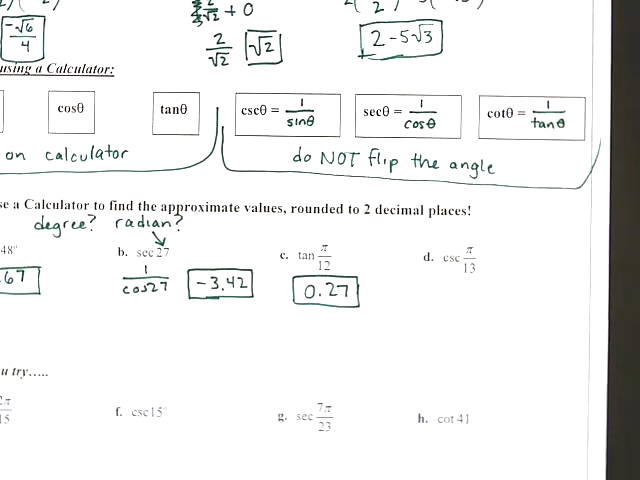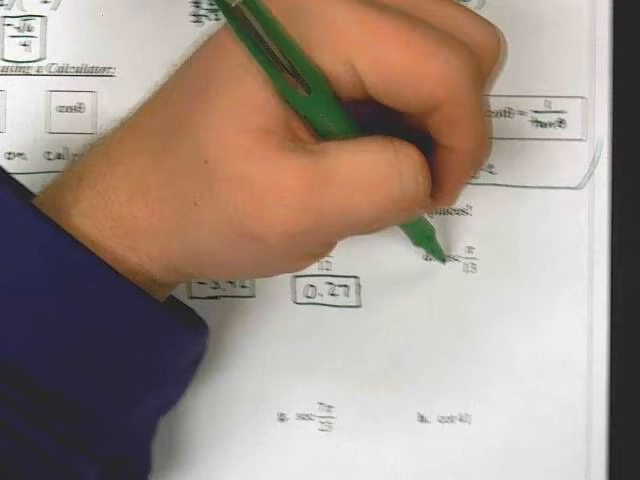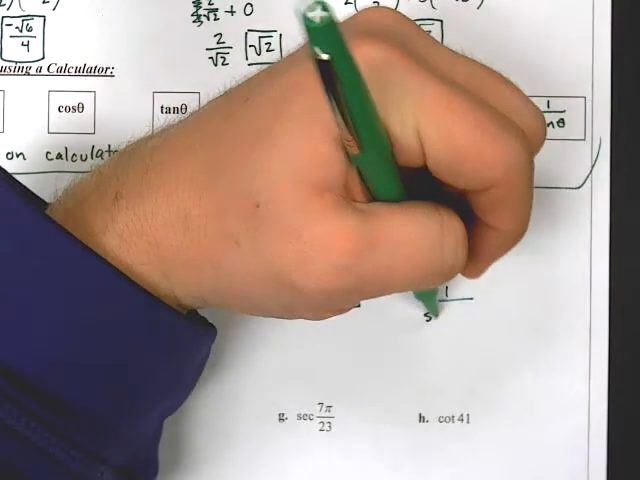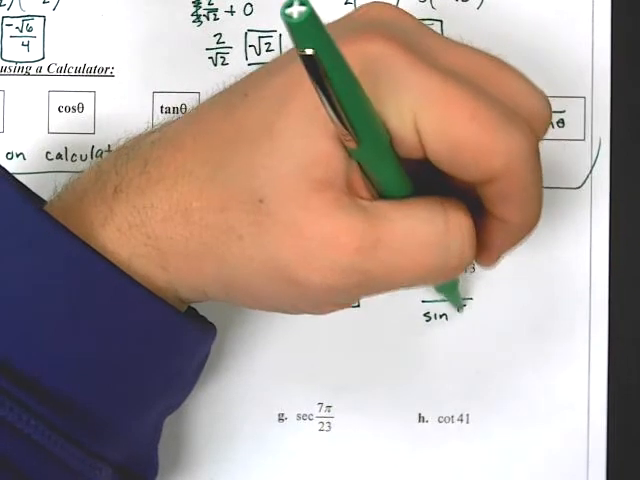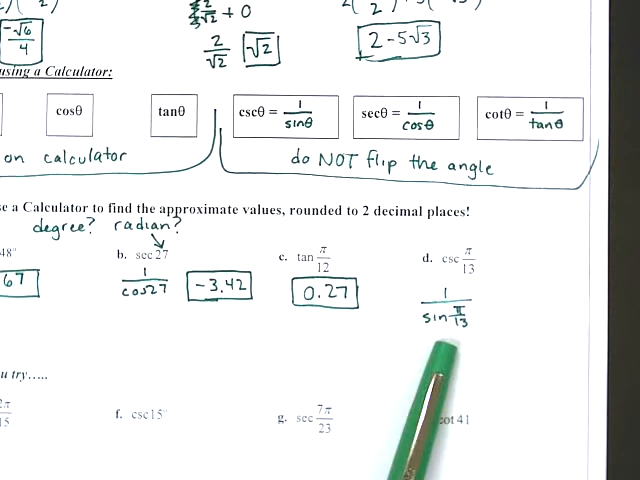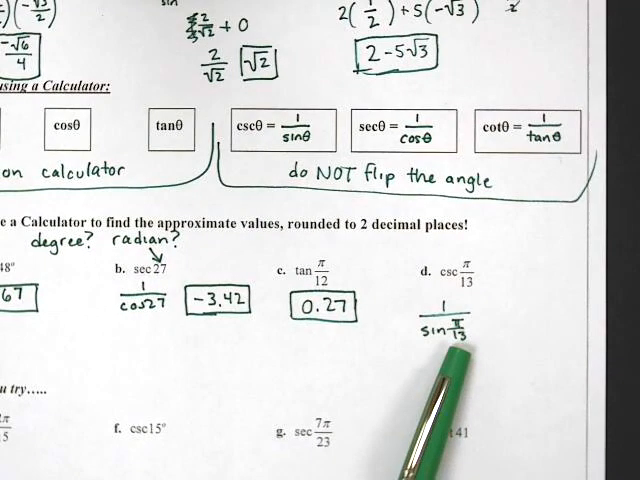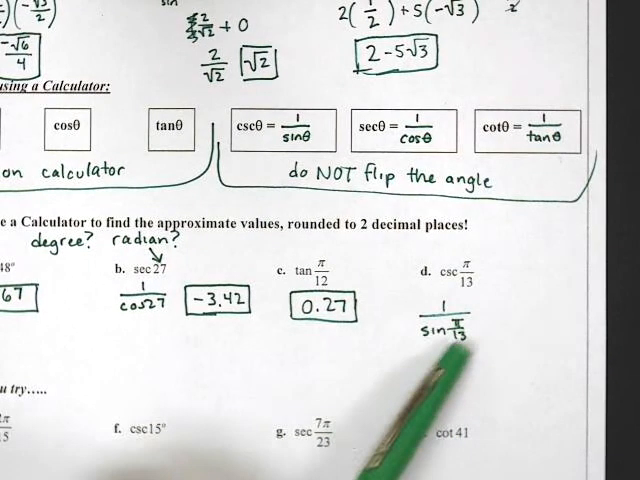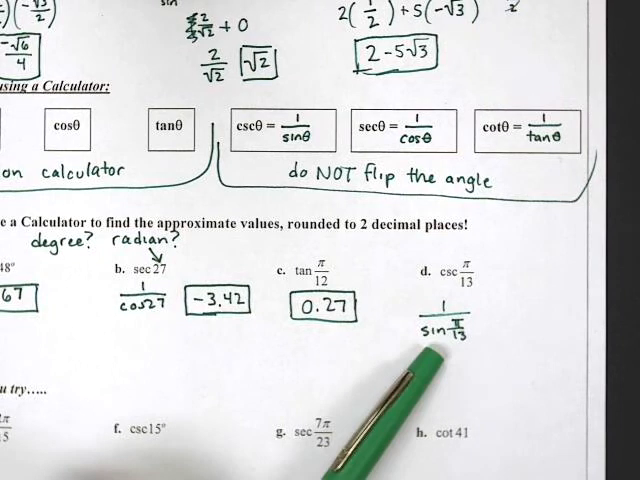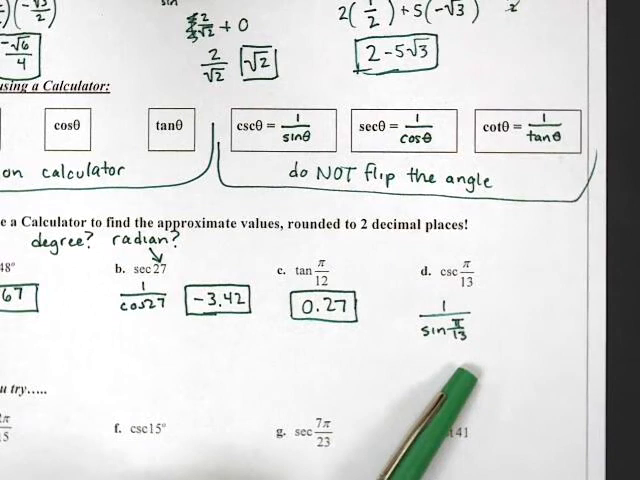Last one that we are going to do is cosecant, which is 1 over sine pi over 13. Please notice, this is what I was talking about earlier. Do you notice how I did not flip the angle? The angle stays. It just goes into the bottom. It's the trig function that goes to the bottom, not the angle.